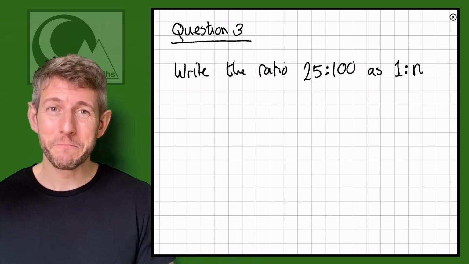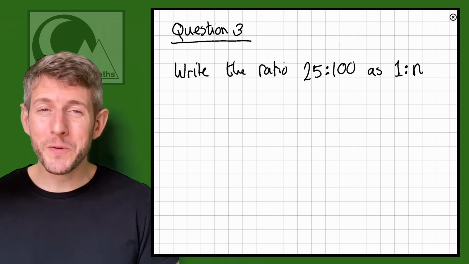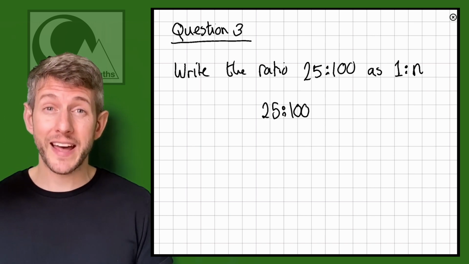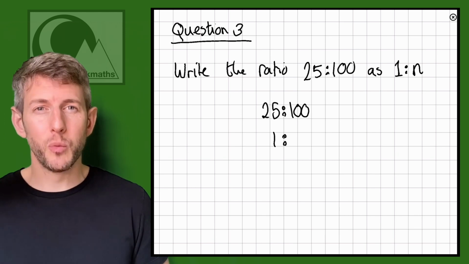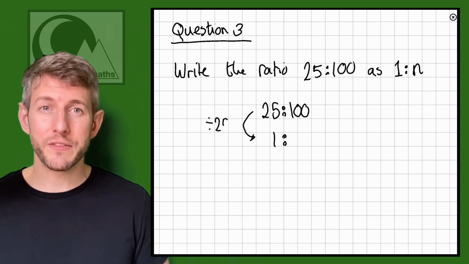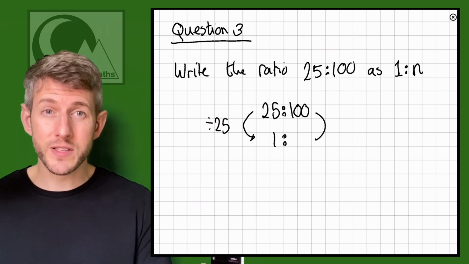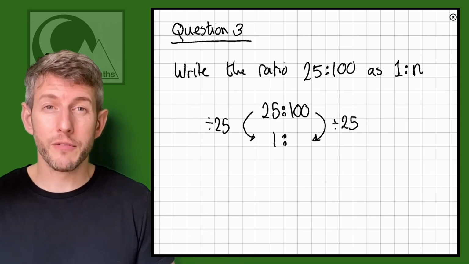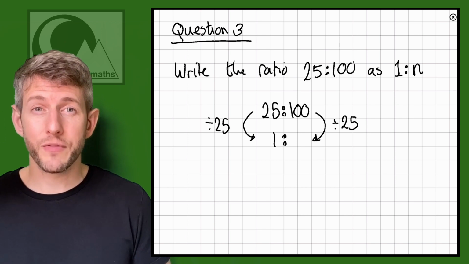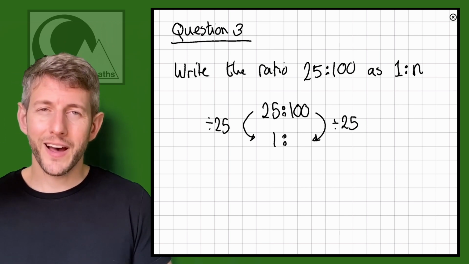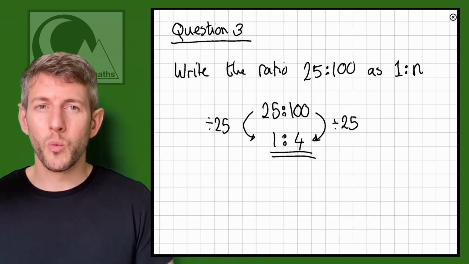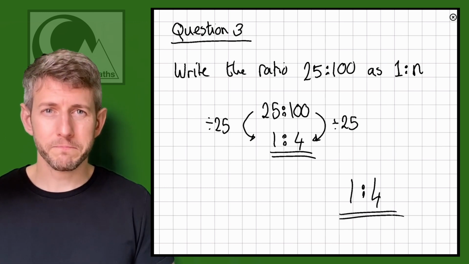So here we go. We've got the ratio 25 to 100. We want it in the form 1 to n. So to go from 25 to 1, we need to divide by 25. And remember, as ratios are proportional, that means we need to divide everything by 25. So 25 divided by 25 is 1, and then 100 divided by 25 is 4. So the answer to this one is 1 to 4.